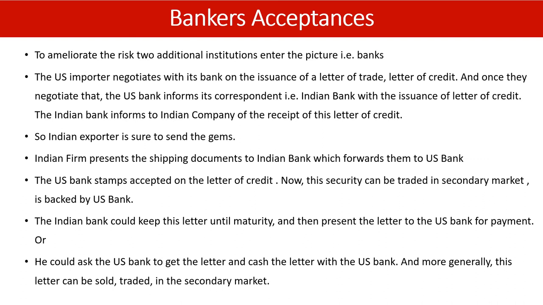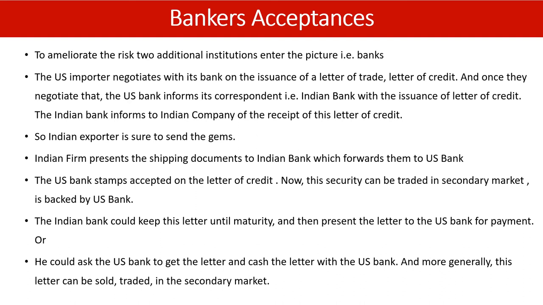To ameliorate the counterparty risk involved in this transaction between two countries, two more institutions enter the picture, that is, the bank from the US and the bank from India. Now the US importer negotiates with its bank on the issuance of a letter of credit. Once they negotiate that, the US bank informs its correspondent in India, the Indian bank, of the issuance of the letter of credit. Now the Indian bank informs the Indian company of the receipt of this letter of credit. So the Indian exporter is now sure to send the gems.